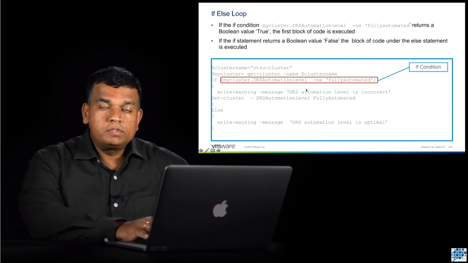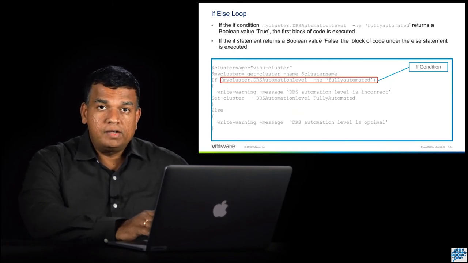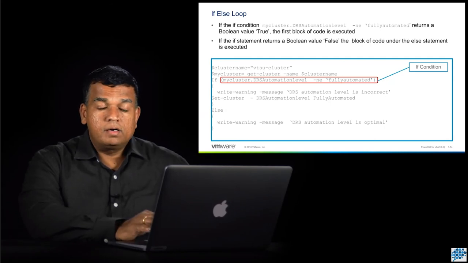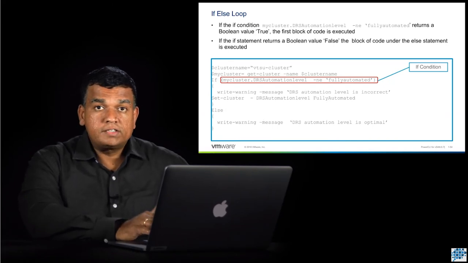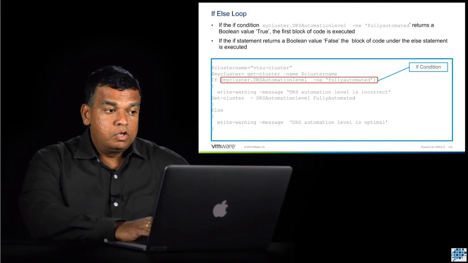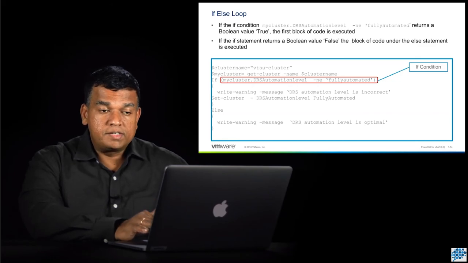Basically, the purpose of this piece of code is to change the DRS automation level of a cluster. What the code is going to do is check if the DRS automation level is set to fully automated, and if it is not set to fully automated, it is going to set it to fully automated using the if-else statement. So let's see how this if statement is going to perform this task.